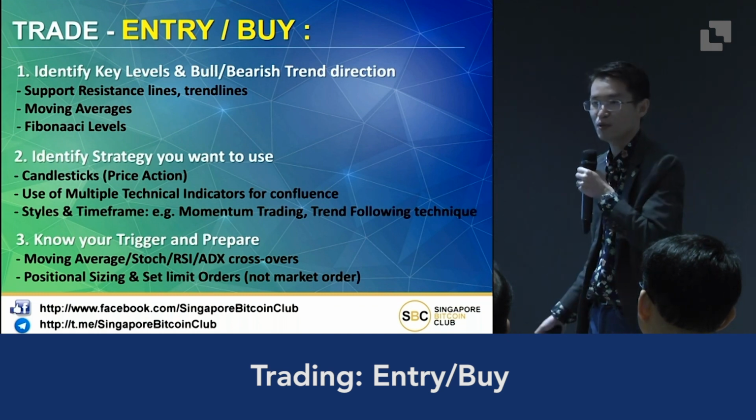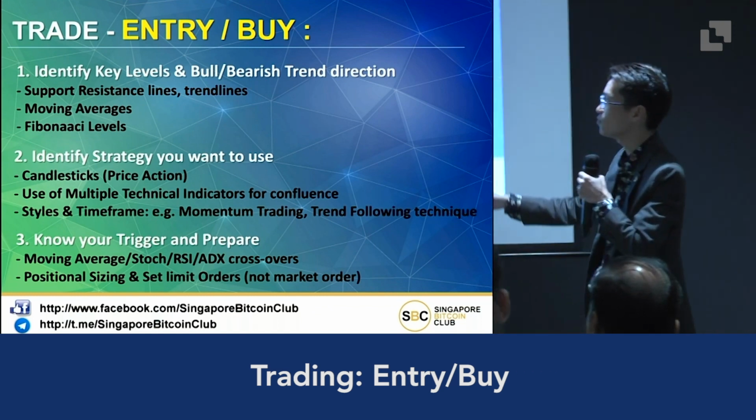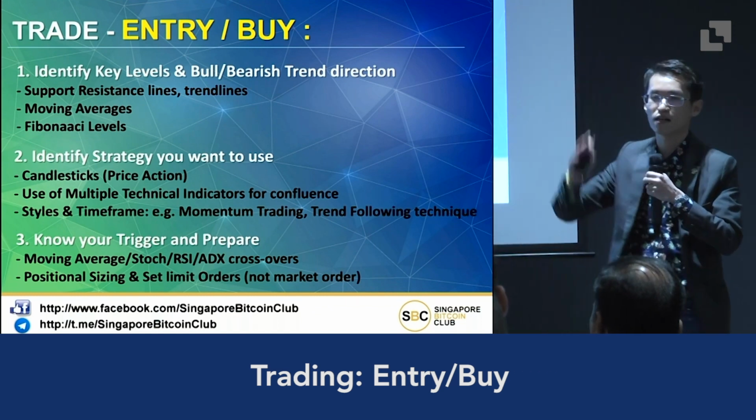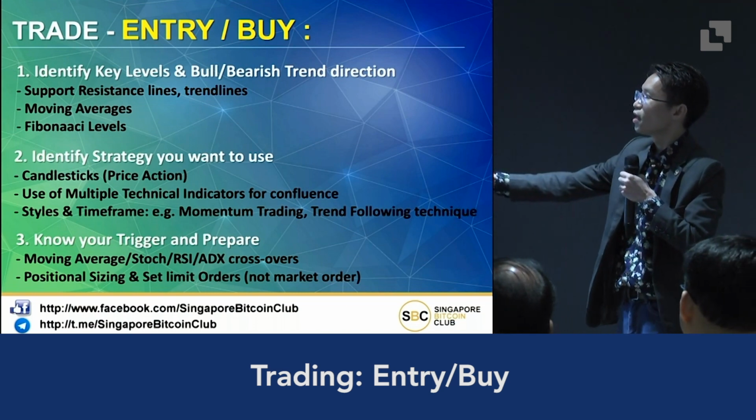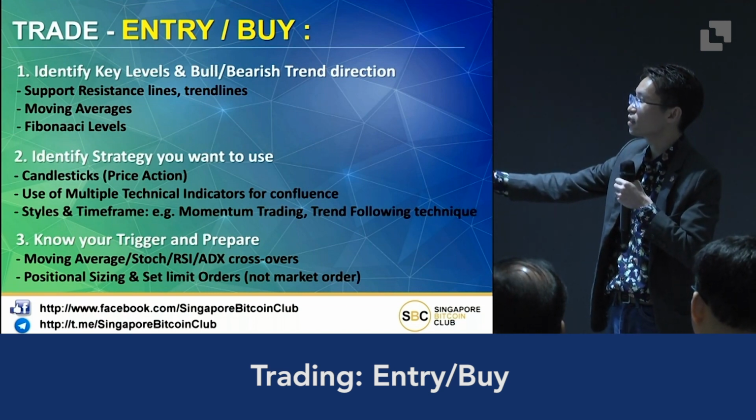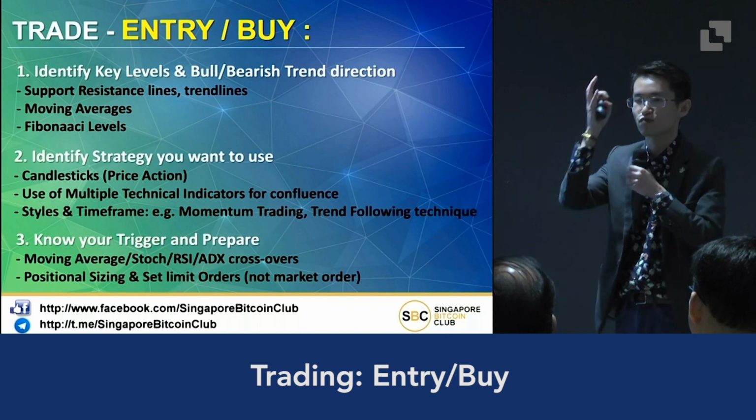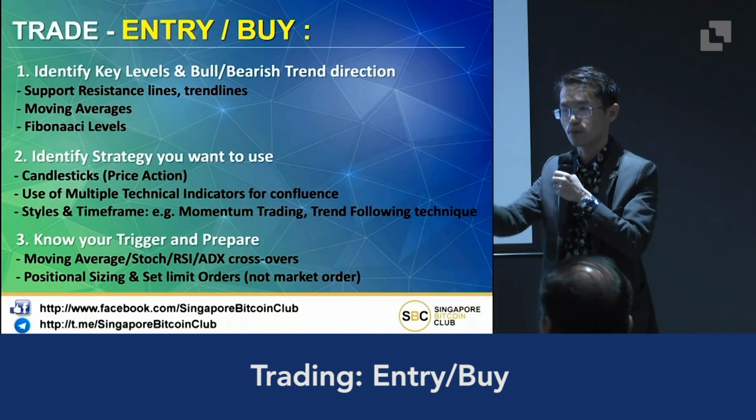What strategy do you want to use? Some people don't use indicators. For me, I use indicators. Some just use price action, basically naked candlesticks. All right? And you use multiple technical indicators for confluence. For example, you can't just rely on RSI. You can't just rely on MACD.